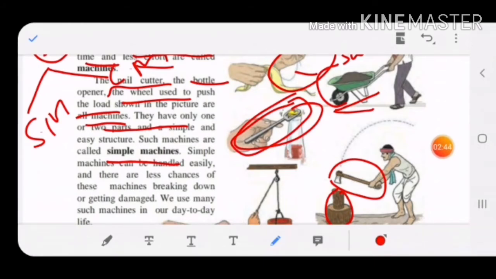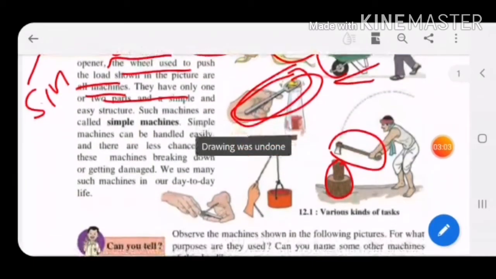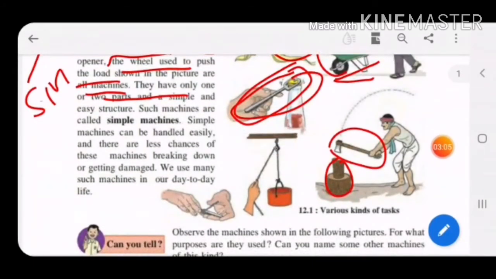So bottle opener, it's very simple. It looks simple; hardly it has one or two parts. One part. Some machines have two also. So these machines which are easy to handle, which have only one or two parts and anybody can handle, and your work can be done in less time with less effort, such machines are called simple machines.